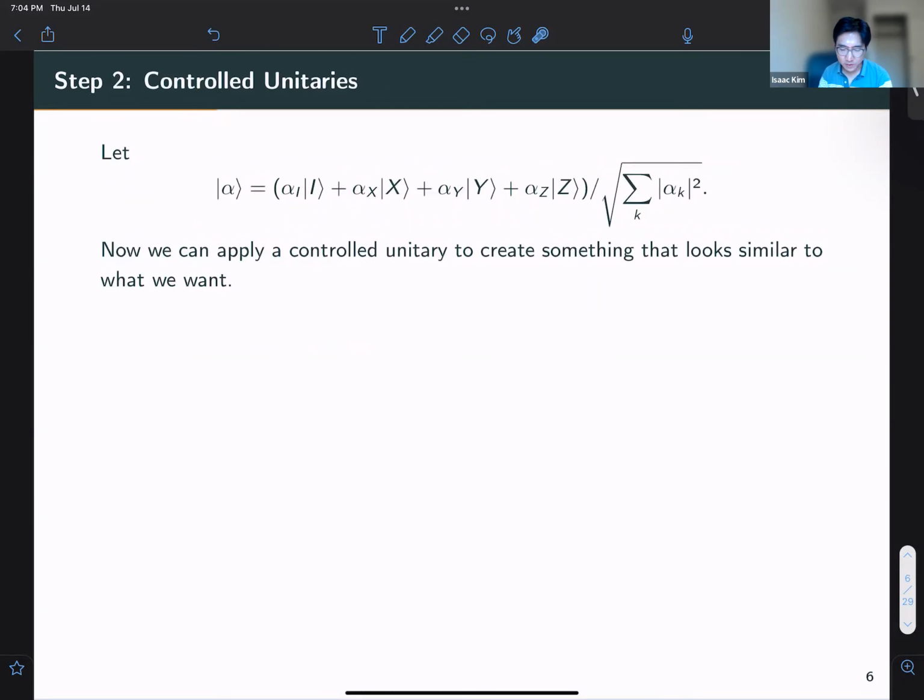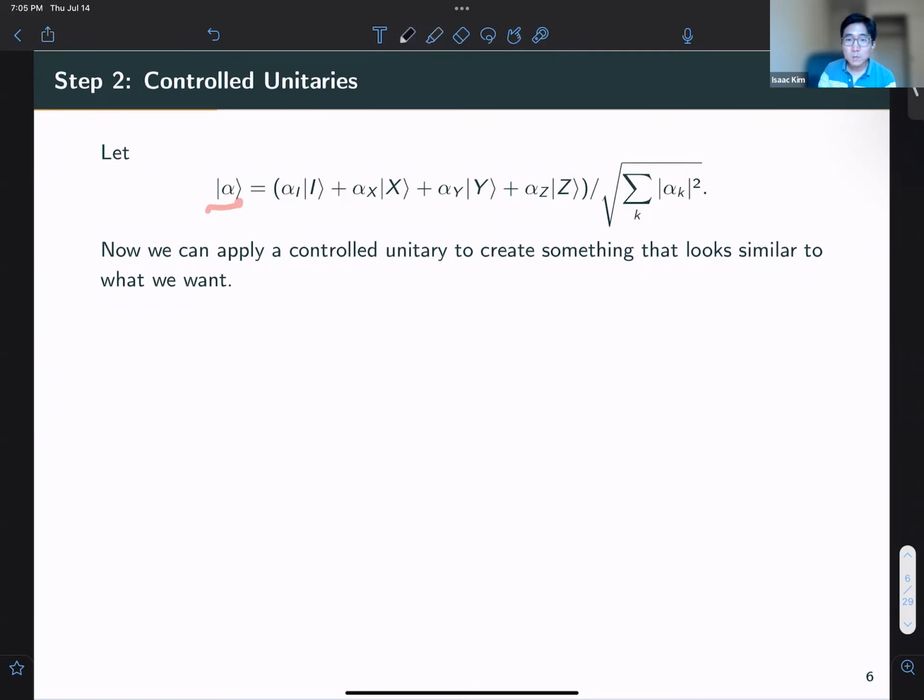The second observation is the following. Ultimately we want to apply some non-unitary operator to a single qubit state, but suppose we introduce some extra degrees of freedom to help our goal. I'm going to introduce another system, which is a 4-dimensional Hilbert space, and their basis states will be expressed as I, X, Y, and Z. Just think of this as 4 orthonormal bases of some Hilbert space. And I'll just write down this particular state called the alpha state.